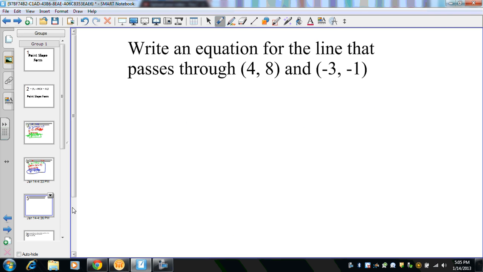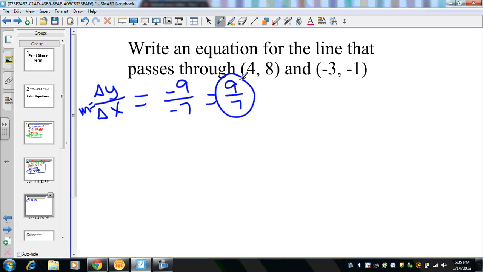Now, there are going to be times where you're not going to be given the slope. You're going to be given 2 points. But remember, if you know 2 points, you can find the slope of the line. Slope of your line is the difference between your y's over the difference between your x's. That is what slope is equal to. So for this particular example, my slope is equal to -1 minus 8, which is -9, and then -3 minus 4, which is -7. And this simplifies to 9/7. So the slope here is going to be 9/7.